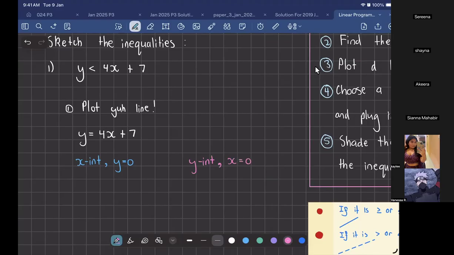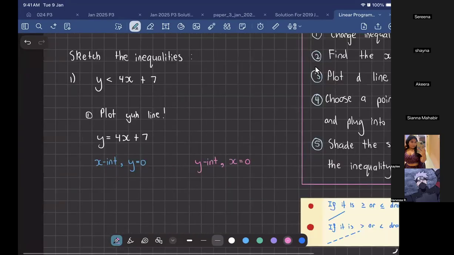Akira, be honest with me. Do you know why on the x-intercept y is 0? I know that 0 is the midpoint between the x and y axis. No, I wouldn't say 0 is the midpoint.